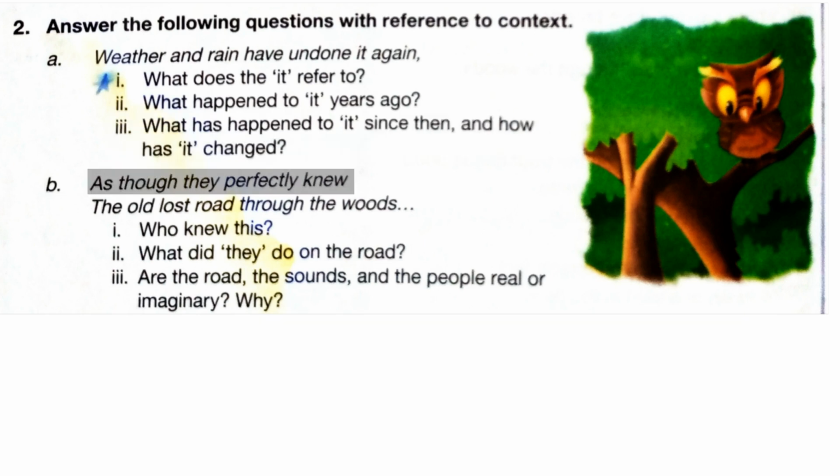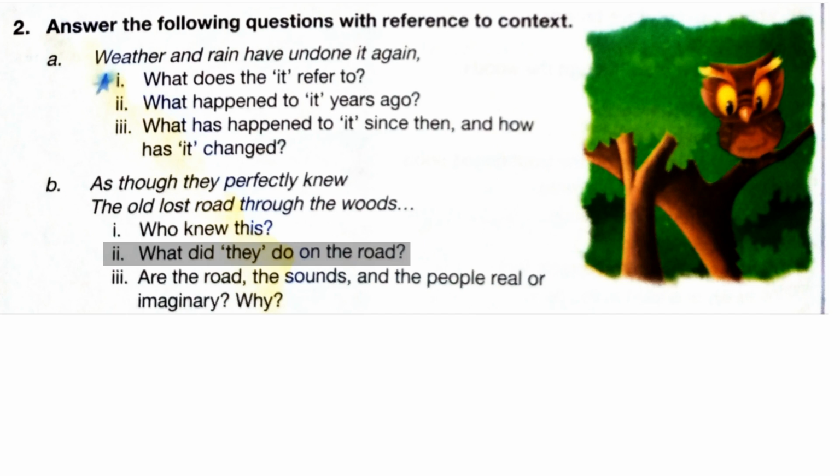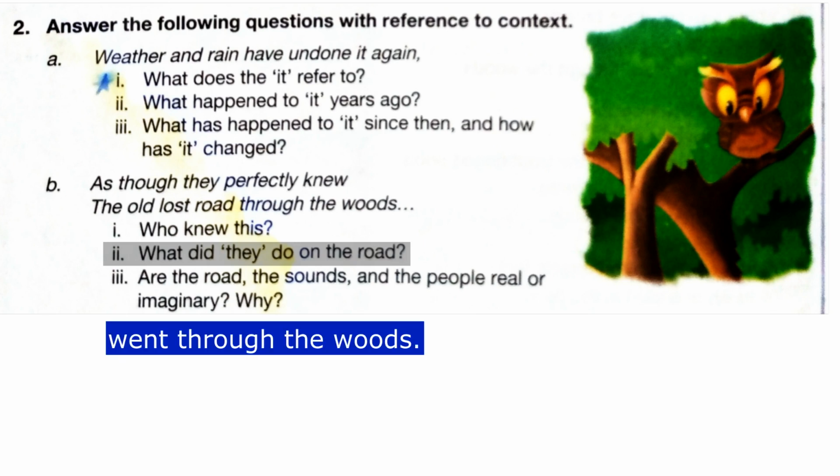B. As though they perfectly knew the old lost road through the woods. First is: who knew this? Answer is: the horse and rider. Second is: what did they do on the road? Answer is: went through the woods.